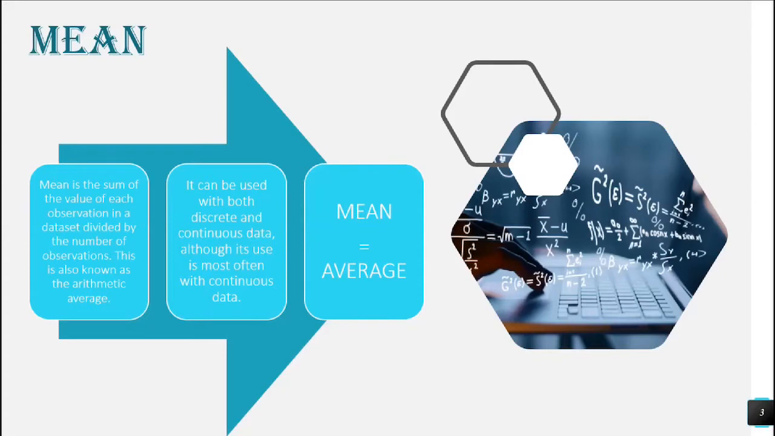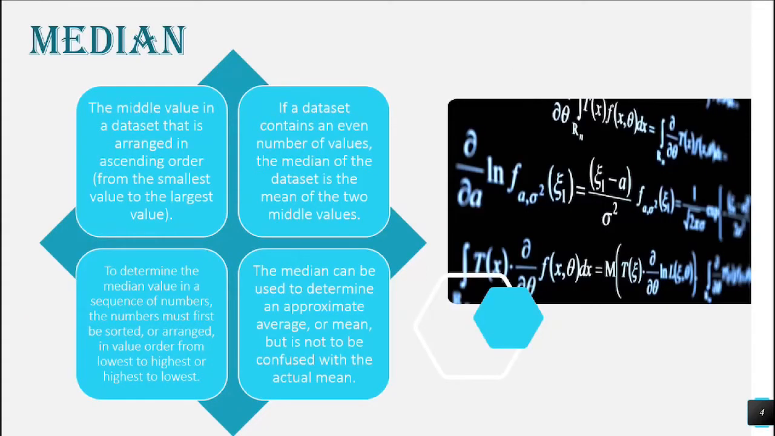So the next one is median. Median is a middle value in a data set that is arranged in ascending order from the smallest value to the largest value. If a data set contains an even number of values, the median of the data set is the mean of the two middle values. To determine the median value in a sequence of numbers, the numbers must first be sorted in value order, from lowest to highest or highest to lowest. The median can be used to determine the approximate average or mean, but it must not be confused with the actual mean.